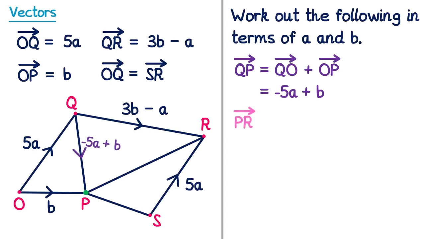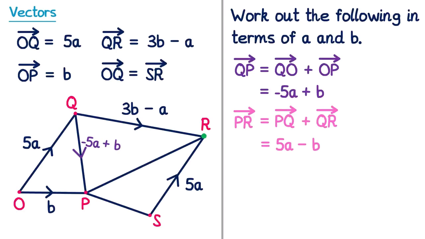Now let's try and do another one. This time the vector from P to R. You can see that we can't get from P to R directly, but we could get there by going from P to Q first, so the vector PQ, and then from Q to R. So we add to this the vector QR. Now we do know both of those vectors. From P to Q is the opposite direction of that arrow, negative 5a plus b. So we need to do the opposite sign of those terms. So instead of negative 5a, it's positive 5a, and instead of positive b, it's negative b.